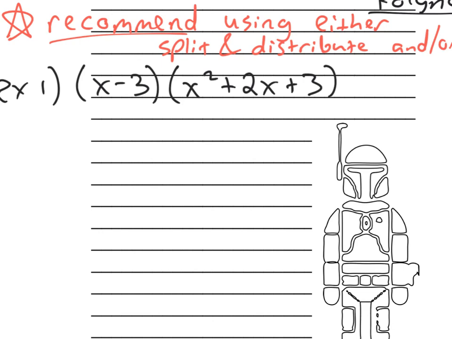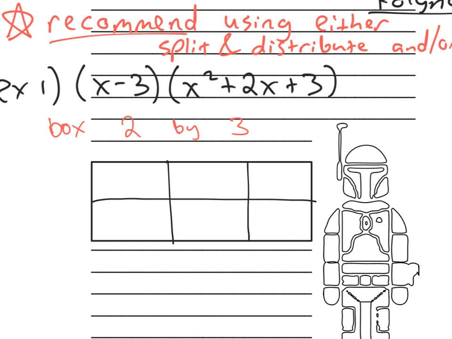I'm going to use the box on this one, a lot of you in here use the box method. So if I'm going to do a box method, my box has to be how big? 2 by 3. 2 terms by 3 terms. So we'll make a box that has 2 rows, I'm sorry, 2 rows and 3 columns. All right, there's my 2 by 3 box.